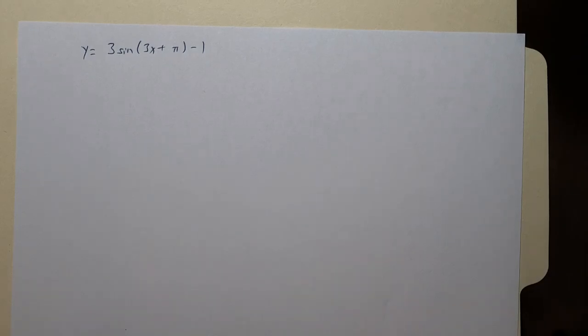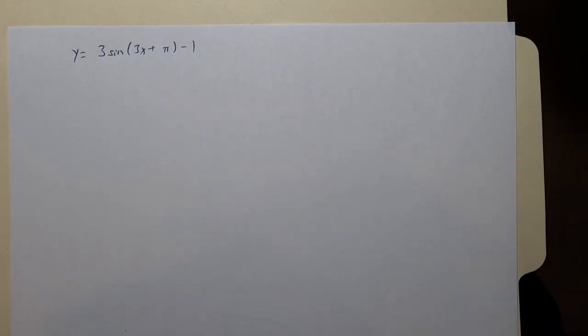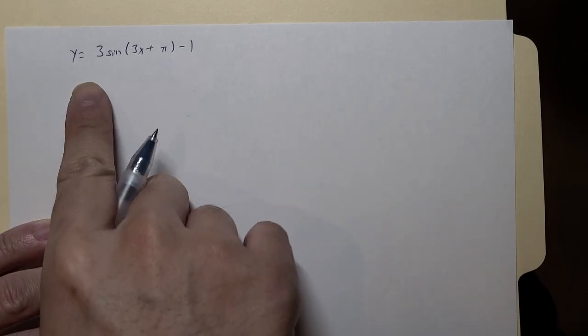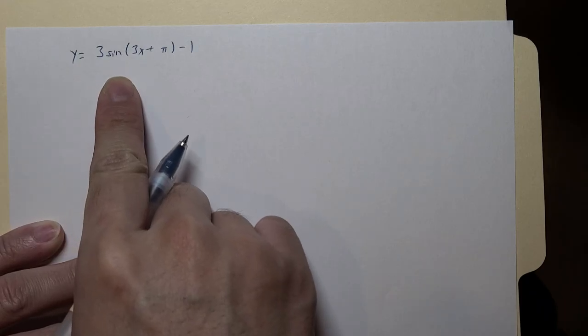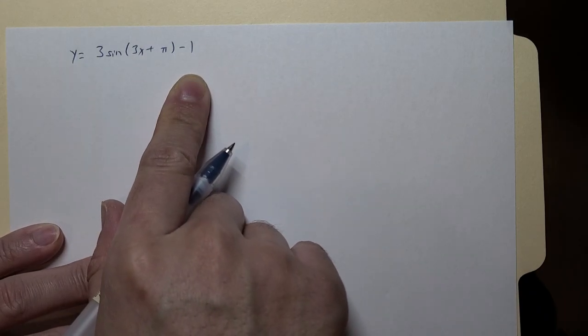All right, let's do the next example by hand now, without any printed help, hopefully to mimic how you're going to do it on a quiz, a test, or whatever. So we want to graph y equals 3 sine of 3x plus pi, minus 1.